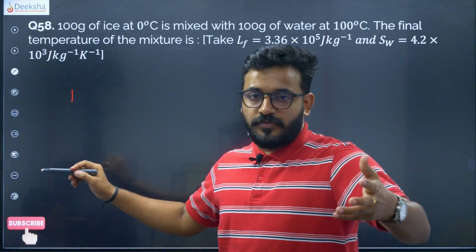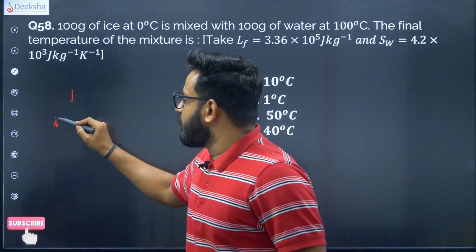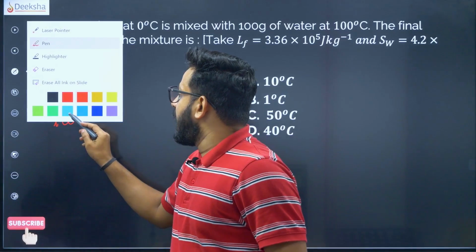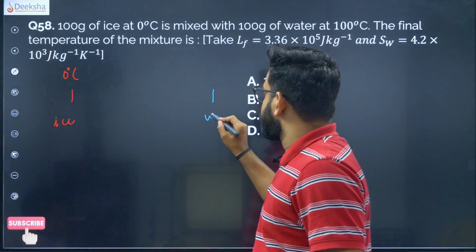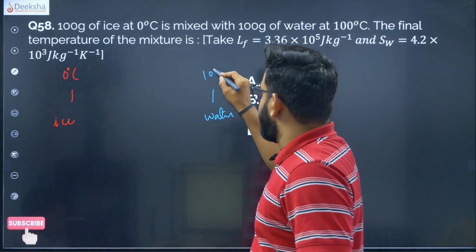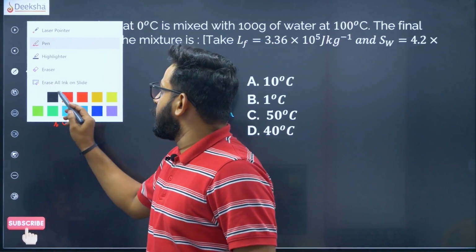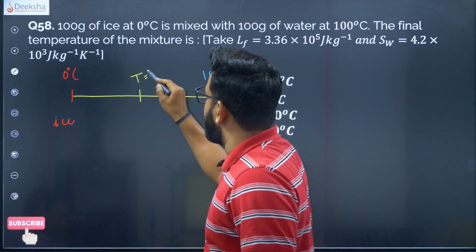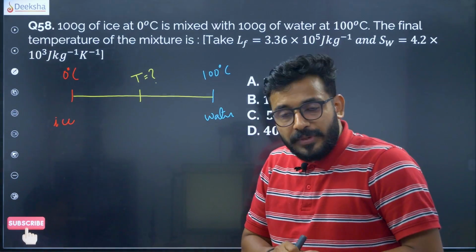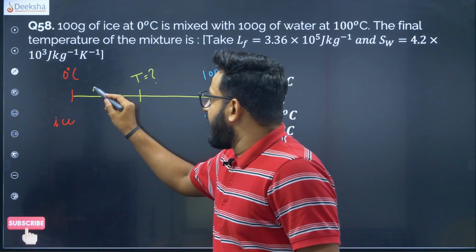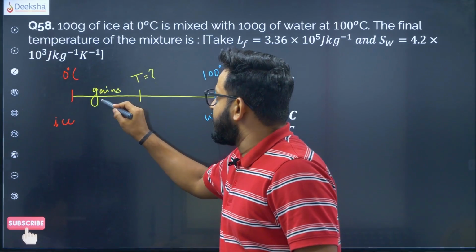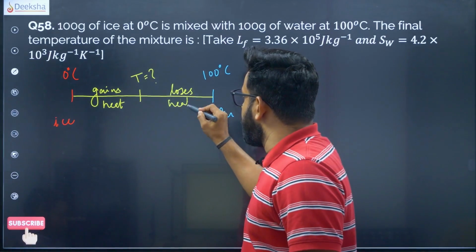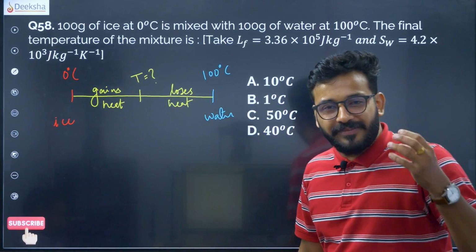Now some mass of ice, let's say ice is already at 0 degrees Celsius. Now we have water at 100 degrees Celsius. Now they both are coming to some midpoint where the temperature is T. It is unknown. That is what is happening. Now in the process, ice is gaining heat, whereas water loses heat. So it's the simple principle of calorimetry, very simple.